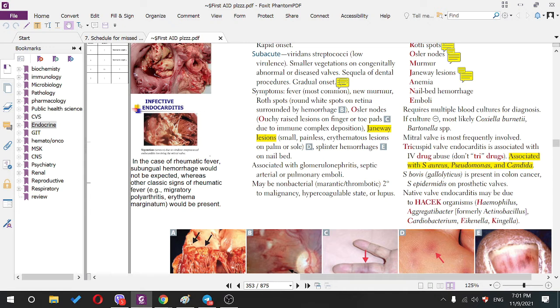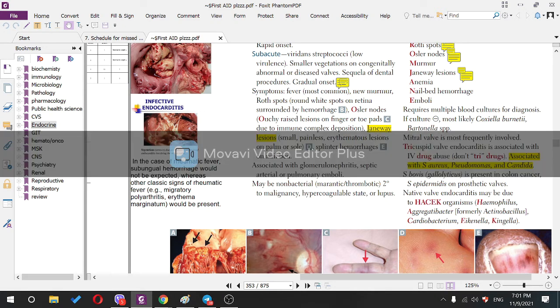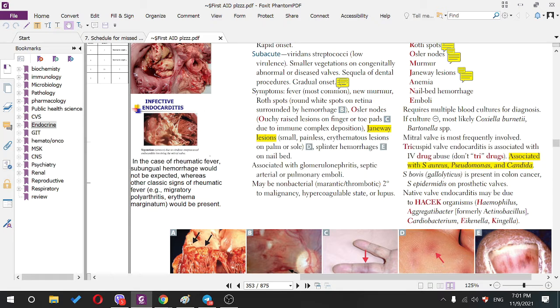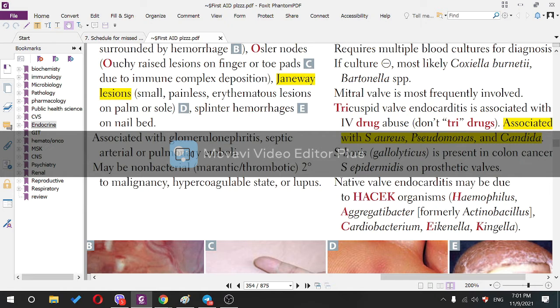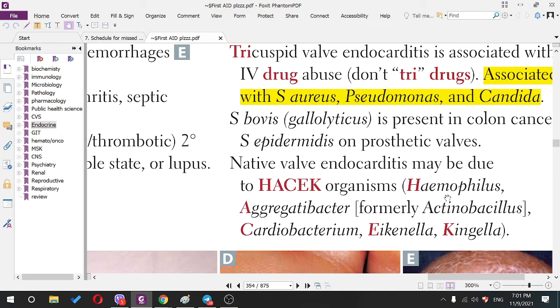Okay, so Staph epidermidis is in the prosthetic heart valve. Yeah, we spoke about that. And finally, native valve endocarditis may be due to the HACEK organisms. These organisms are rare, guys. You do not have to memorize them, just try to be familiar with them. When you see them, they look weird, so you know that it's one of these non-common ones, okay? They include Haemophilus, Aggregatibacter (Actinobacillus), Cardiobacterium, Eikenella, and Kingella.